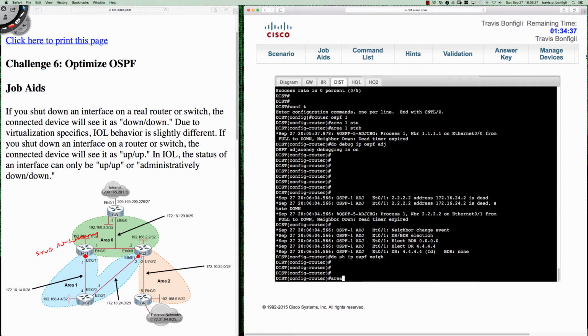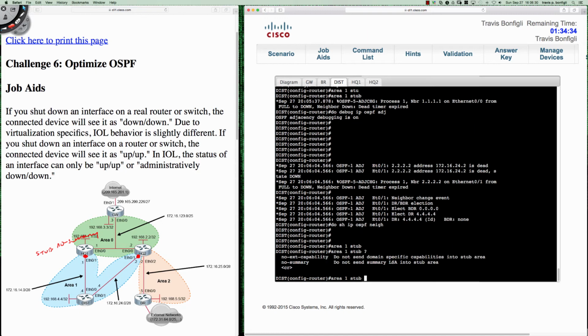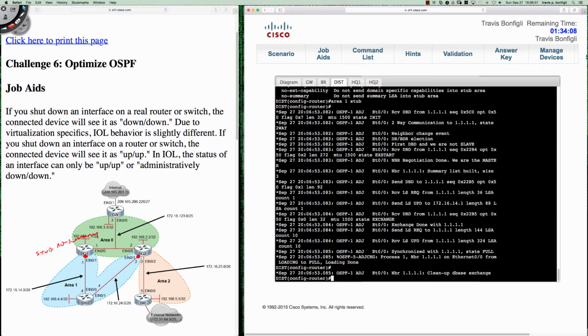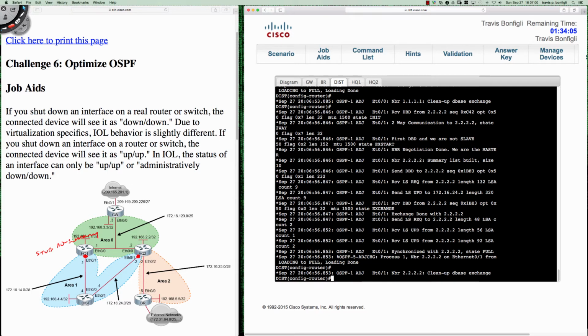So what we need to do here is, again, area 1 stub. And again, I can say no summary, but you don't have to on the router that is inside the area without interfaces to the outbound networks. Because HQ1 and HQ2 are ABRs, they're in multiple areas. Dist is only in area 1, so he is going to be our stub. Now this is going to bring up the adjacencies that we're looking for, and that actually was pretty quick, right? Because now the stub area types match. When the stub area types match, the adjacency will form.